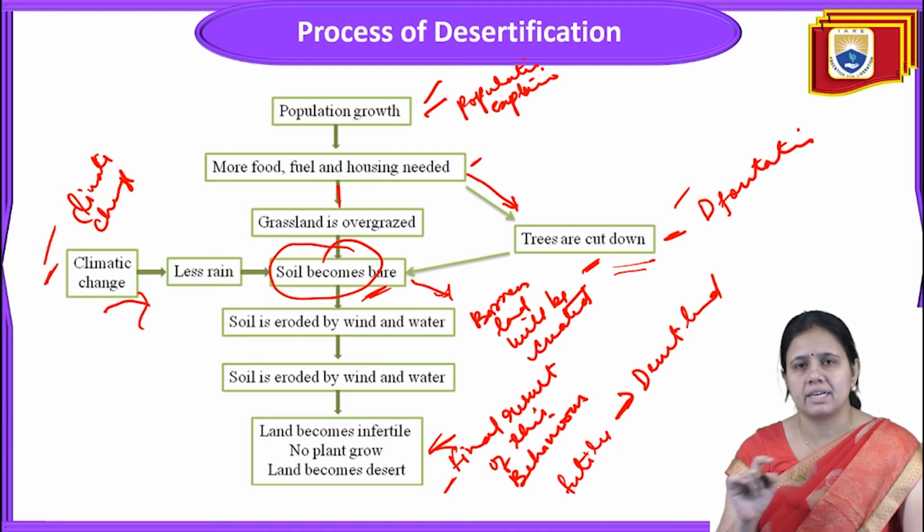Due to all these activities, the soil will become barren land, and erosion will occur easily by the wind and water. And due to this erosion, the land will lose its fertility, no plant will grow, and the land becomes desert land.